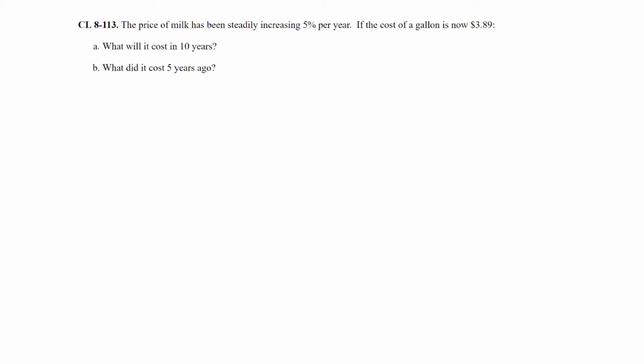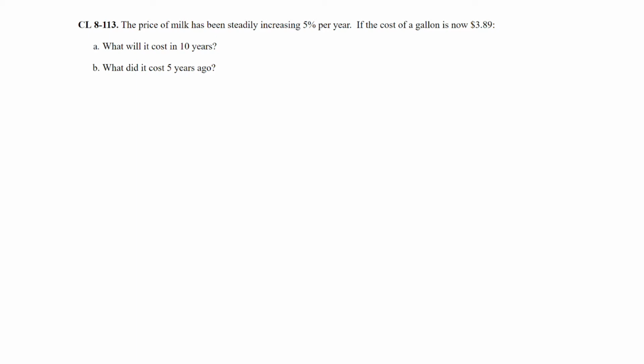Question 113. The price of milk has been steadily increasing 5% per year. If the cost of a gallon is now $3.89, we have two questions to answer. What will it cost in 10 years? And then what did it cost 5 years ago? So for each of these, we need to be able to find that equation.